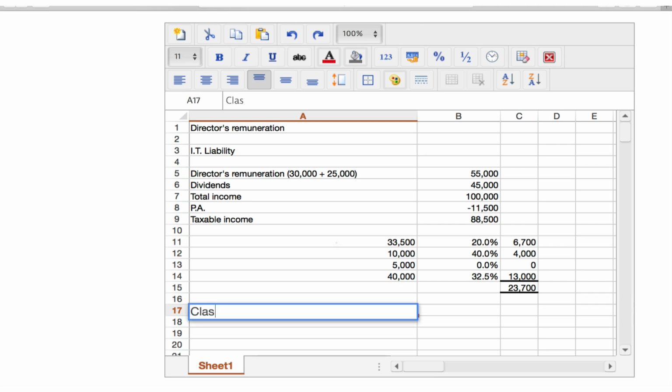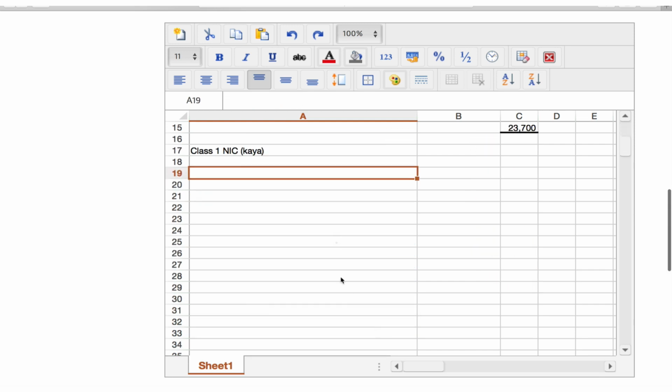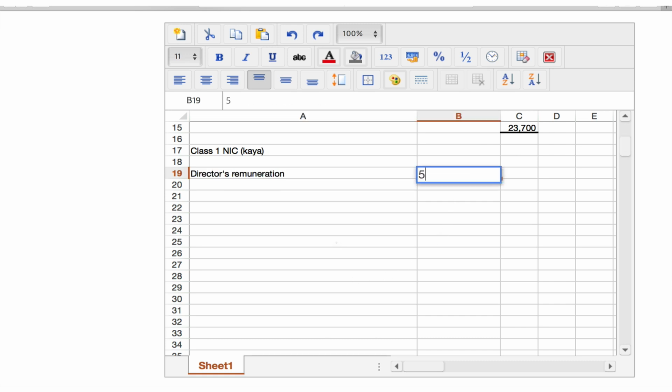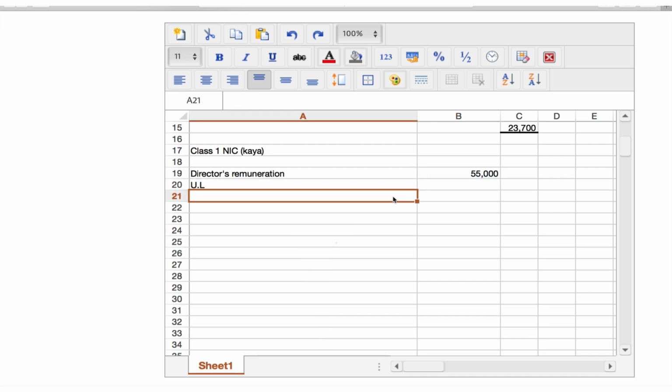Next thing to be calculated is your Class 1 NIC for Kaya. Now, we know we have my director's remuneration. We already have the director's remuneration that NIC will be paid on. It's $55,000. But let us find my upper limit and my lower limit, because then we know what rates to apply.